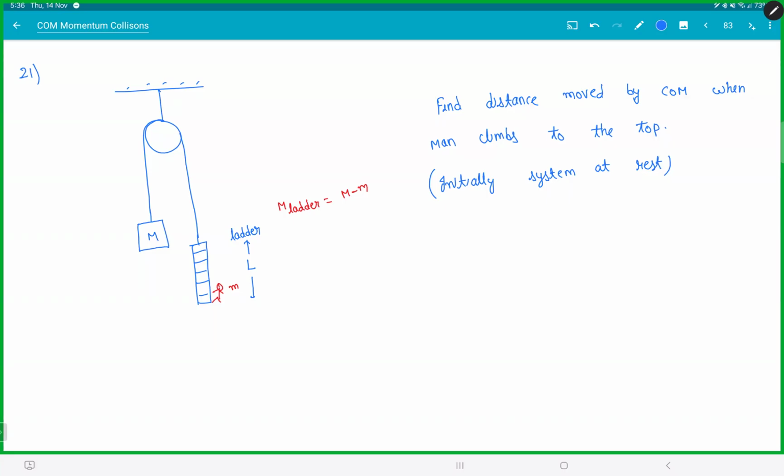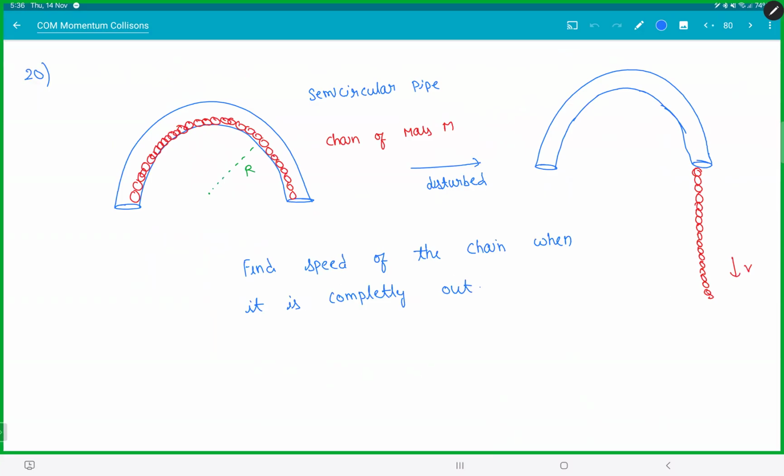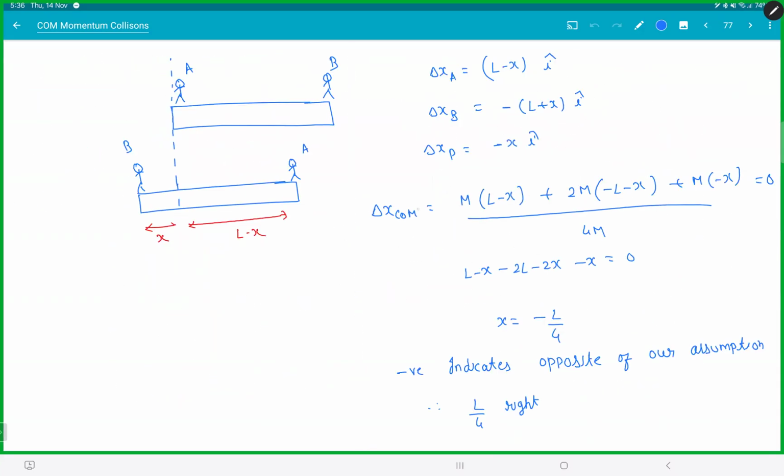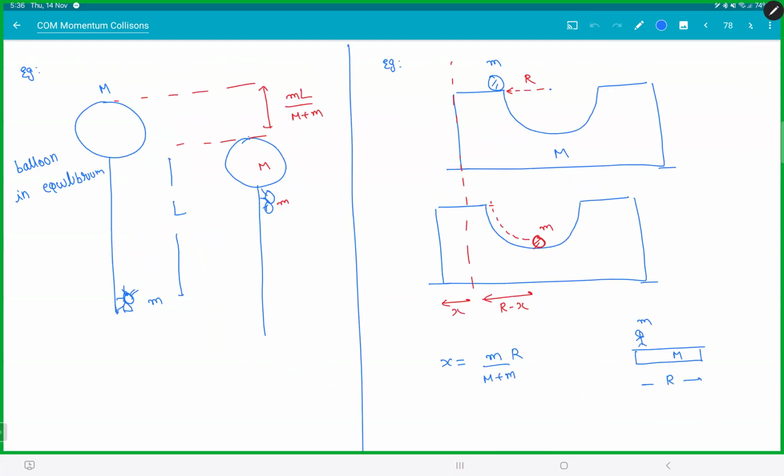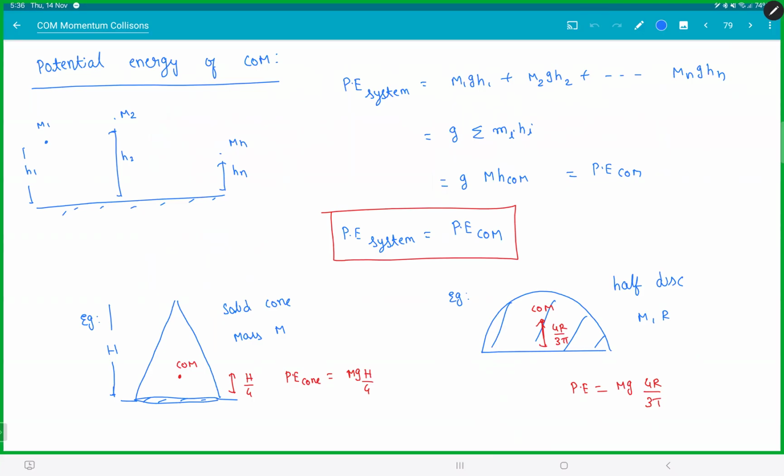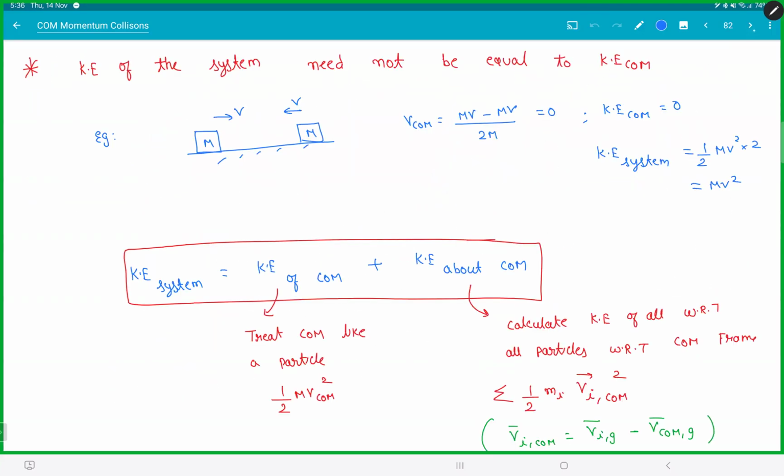How do we approach? See, there is only one formula you know. Delta x center of mass is (m1 delta x1 plus m2 delta x2) by (m1 plus m2). So at the end of the day, what you're interested in is actually the change in center of mass. You don't want the actual positions.